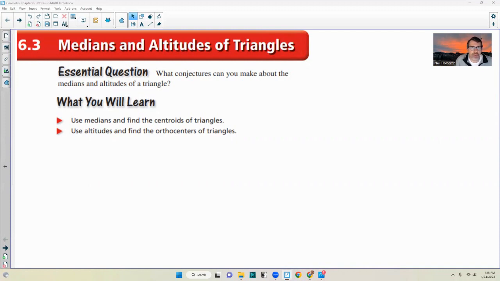There's a new definition, centroid. And you will use altitudes and find the orthocenters of triangles. So altitude and orthocenter, two other new things. So let's take a look.